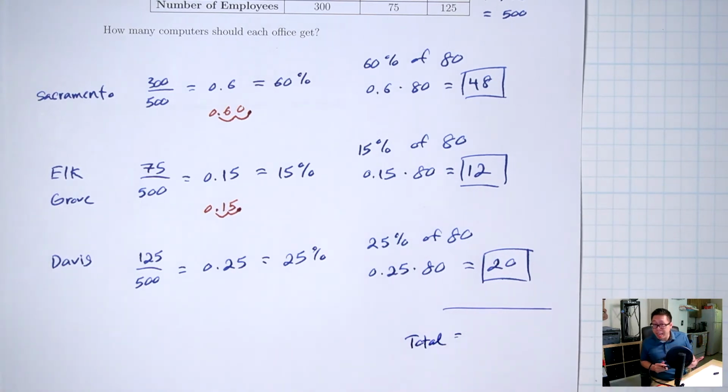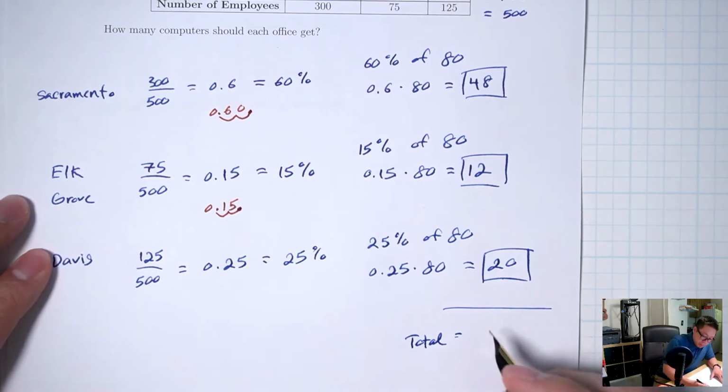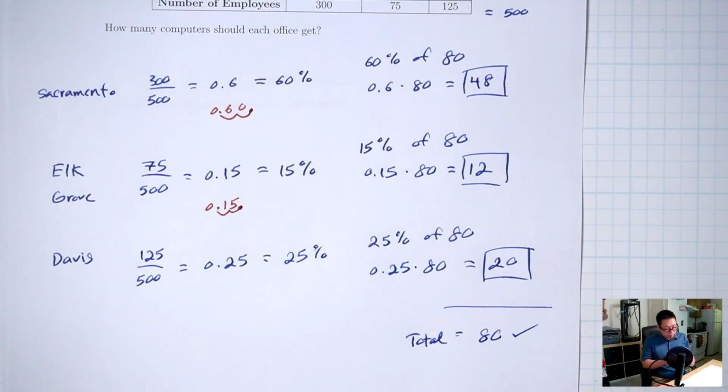I expect this to be 80, right? I expect this to be all of the computers. So 48 plus 12 plus 20. It is 80. So it looks like we're good.